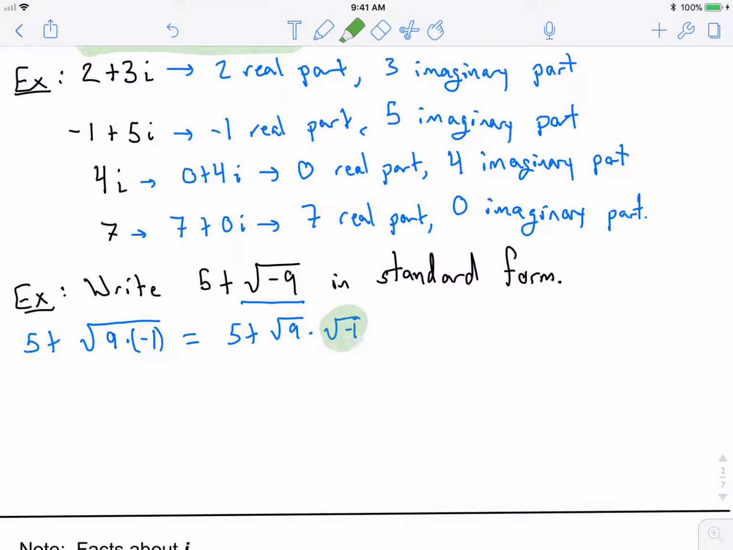And with this one technique, we've found our hidden i, and now everything looks much nicer. We can take the square root of 9. This is just 3. And then the square root of -1 is exactly what we call i. So 5 is our real part, and the square root of 9, or 3, was our imaginary part.